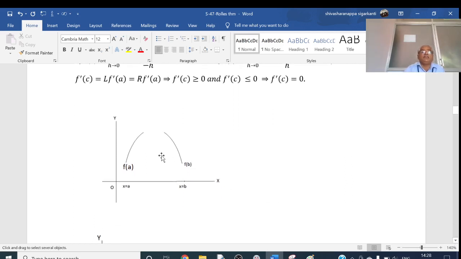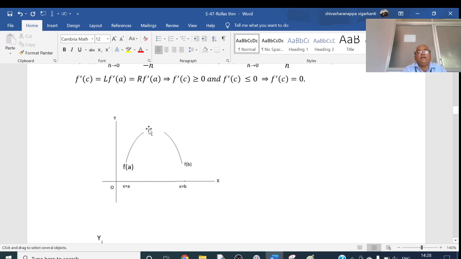We can observe the figure. The function is not continuous. This is the graph of the function. This is x equal to a, x equal to b, f of a, f of b. Here we have f of a is equal to f of b. And the curve is discontinuous here. That is, from this point to this point there is no curve. The function is discontinuous. So that means this is not satisfying the conditions of Rolle's theorem.